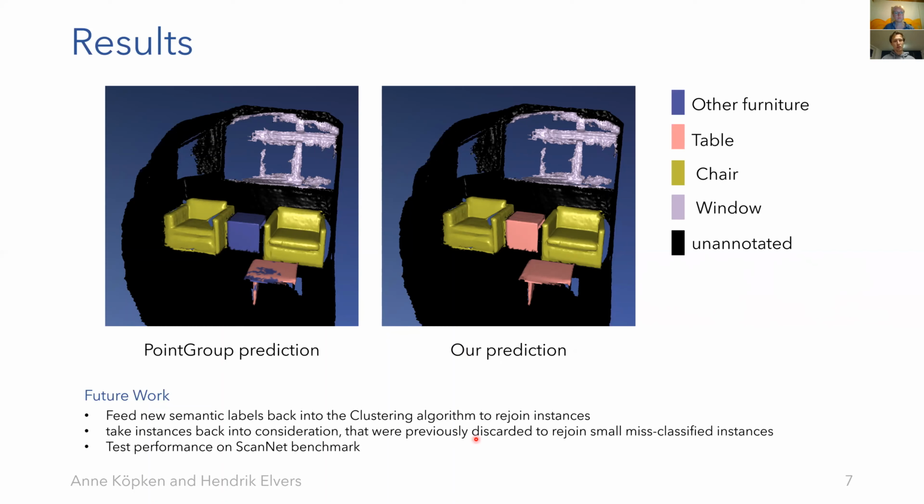We also want to take into consideration small instances which the PointGroup network threw away, to try to reevaluate the score in them and recluster them as well. Finally, we want to test our improvements on the ScanNet benchmark.